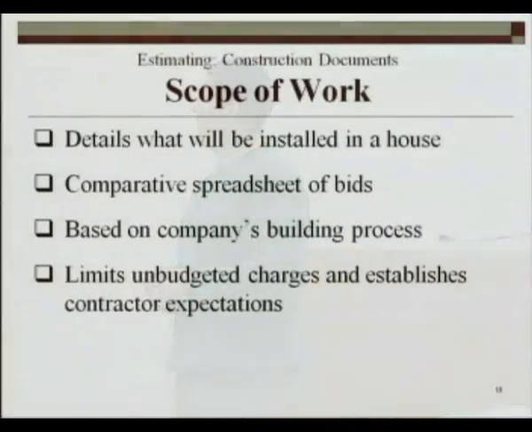The scope of work details what will be installed in a house, along with a comparative spreadsheet of bids. Really, it's based on the company's building process, and it limits unbudgeted charges and establishes contractors' expectations. Again, we use this for our front page of the plans. So there's never the argument of a roofer bidding a 25-year shingle when he should be bidding a 30-year shingle, okay? And that's where you run the risk if you don't have a policy or procedure in place: those cost overruns add up nickels and dimes.